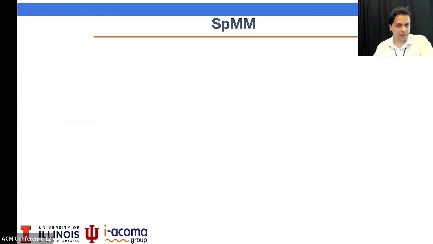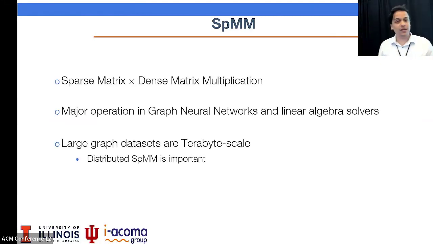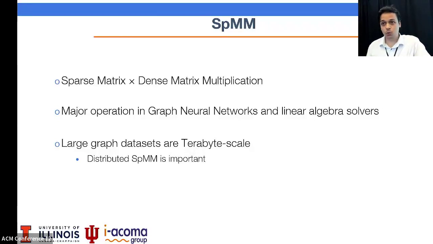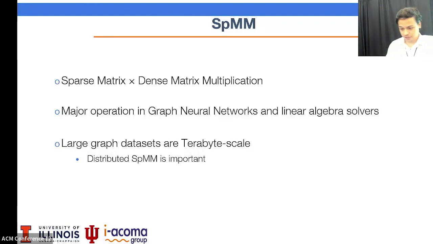Although all of the other papers in this session focused on how to optimize communication when both of the matrices involved are dense, or at least are being treated as dense, in this work we focus on SpMM, which is a multiplication between a sparse matrix and a dense matrix. It is a major operation in graph neural networks and many linear algebra solvers.